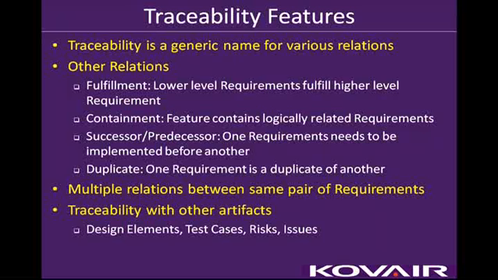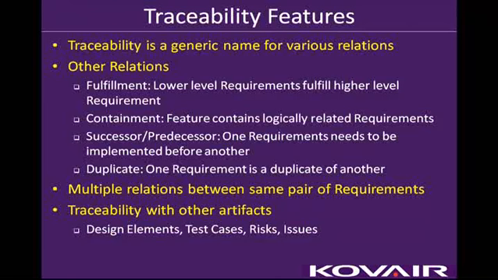And then comes the traceability with other artifacts. As I have mentioned, if you think about traceability in a bigger picture, it is not just between the requirements. As a requirement goes through its life cycle, it touches so many other artifacts: the design elements, the test cases, the risks, the issues, etc. So it is very important to keep the traceability between the requirements and all of those artifacts which are related to that particular requirement. Traceability allows you to do that.